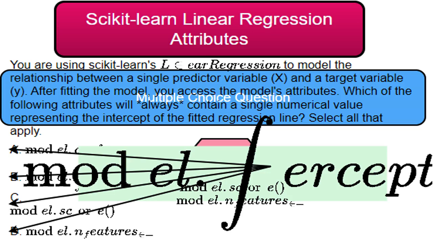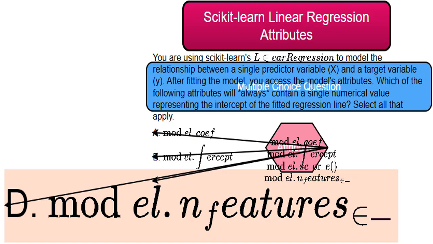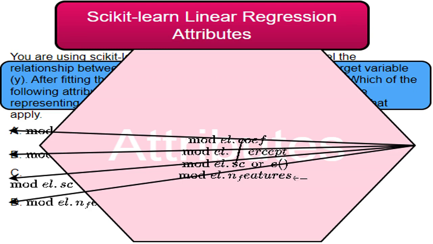This attribute tells you how many predictor variables your model used. For example, if you predict house prices based on size and location, this will be 2. It's not the y-intercept, though. This gives you the slope of your regression line. It shows how much the target variable changes when a predictor variable changes by 1 unit. Important. It's not the y-intercept. This is the y-intercept, where your regression line crosses the y-axis. In the equation of a line, y equals mx plus c. This is the c. This is the key.